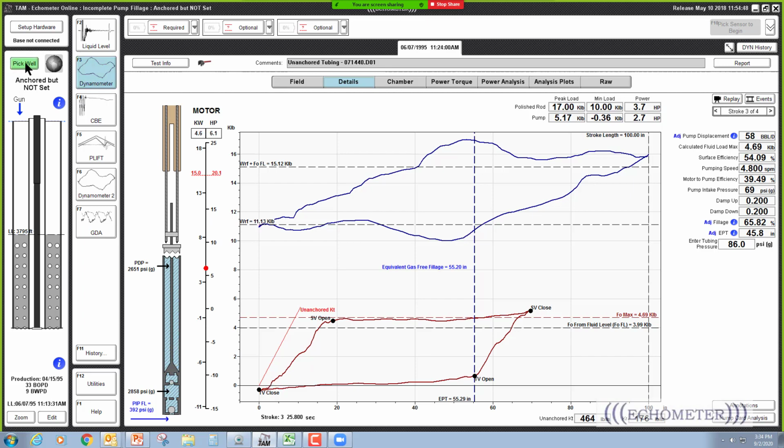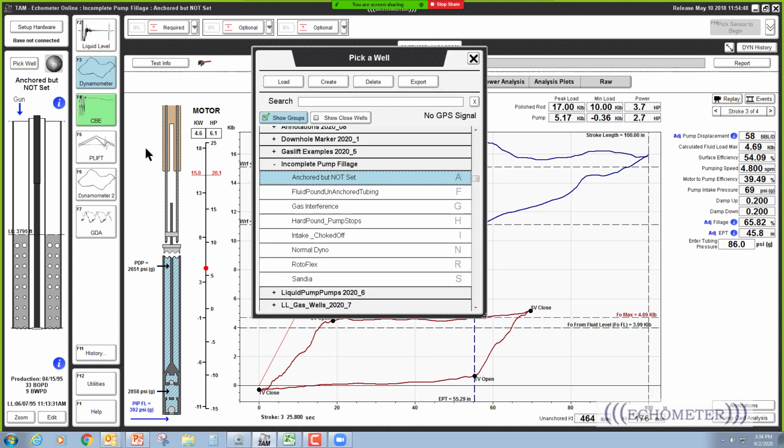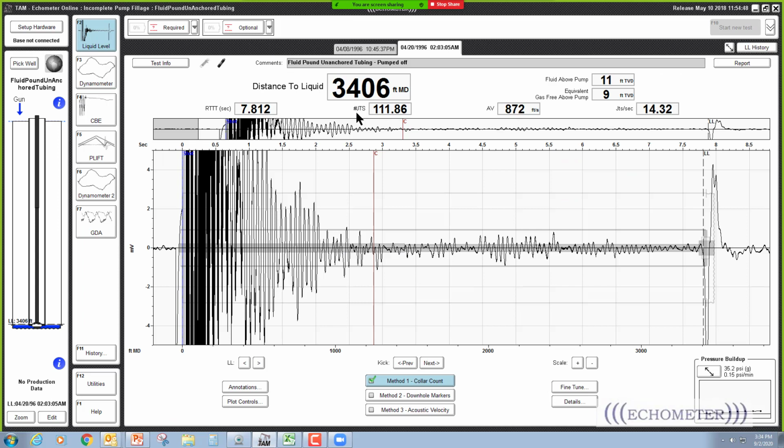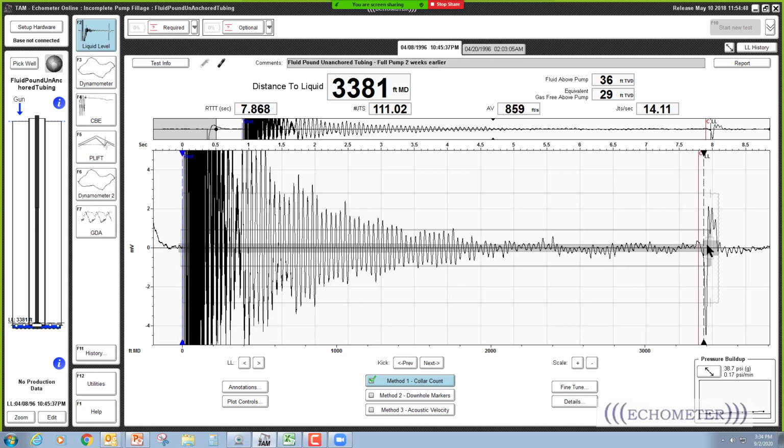Let's go on to the next one. This one is a fluid pound, unanchored tubing, and if we look, the fluid level here is down at the pump. The fluid levels are about 2 weeks apart. There's data on the 20th and data on the 8th, and both of them show fluid level, probably tubing anchor, and then liquid level. So the fluid level is down below the tubing anchor. There's not one drawn here, but it's down at the pump intake.